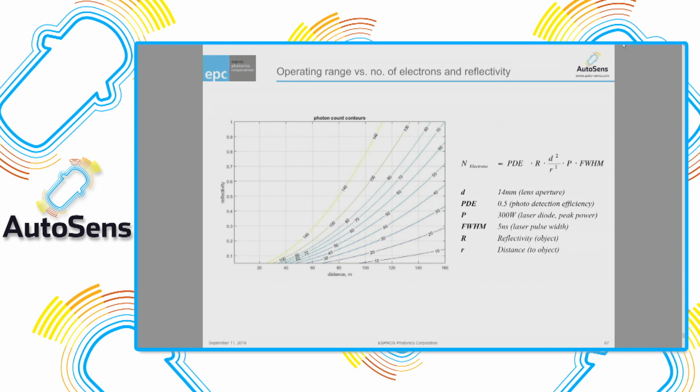Operating distance we can achieve typically with these parameters here: 14 millimeter lens aperture, PD 0.5, 300 watt pulse, 5 nanosecond pulse. The reflectivity of the object is, let's say, 10%. We need about 20 electrons to trigger, and we achieved that at about 90 meters, under full sunlight, 100K lux on the object.